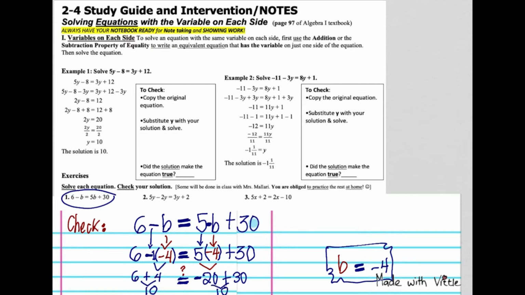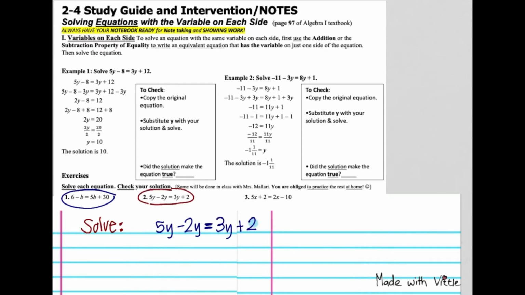Whose sign are we going to copy? The one with the higher absolute value, which is the 30, a positive. Is that equivalent to the other side of the equation? Yes. Therefore, our solution is correct, that b should be equal to negative 4 because it made our equation true.